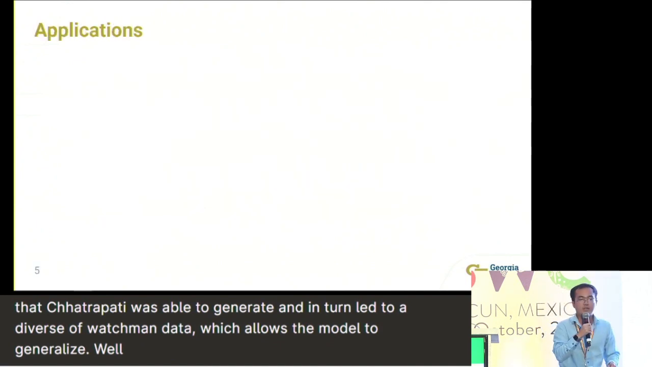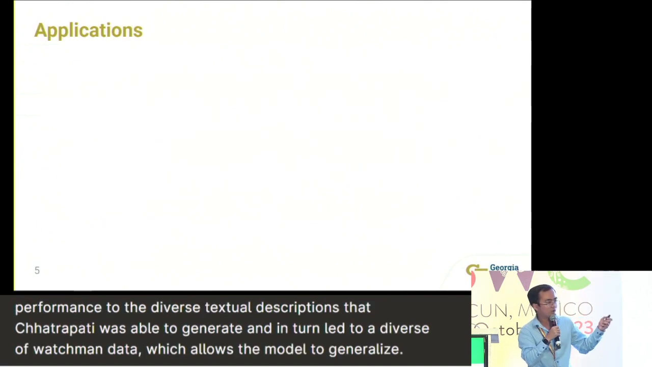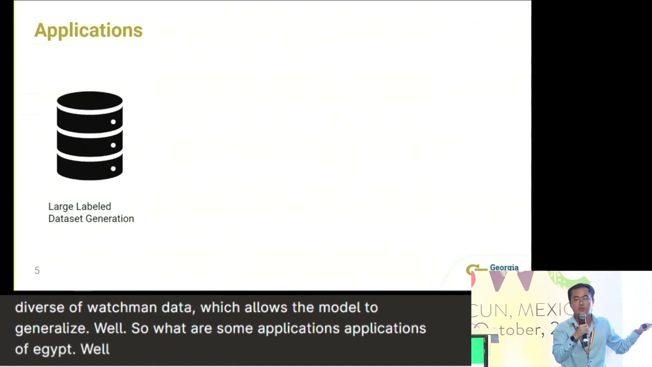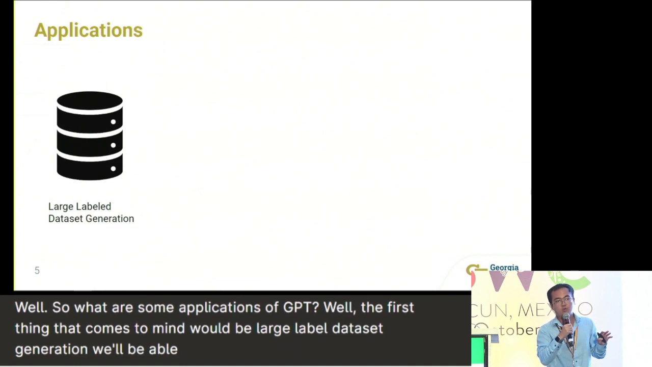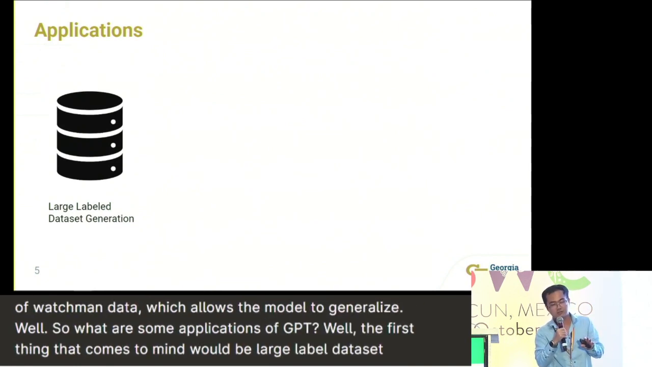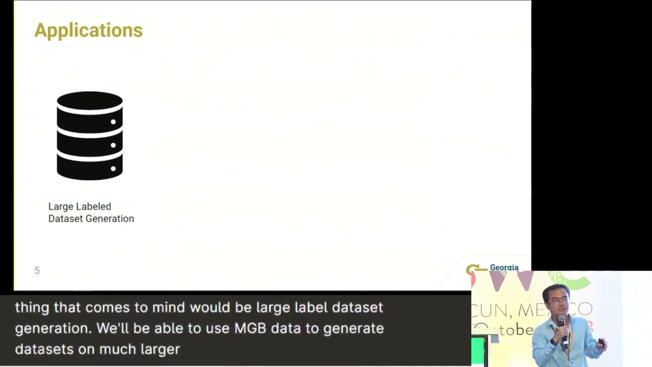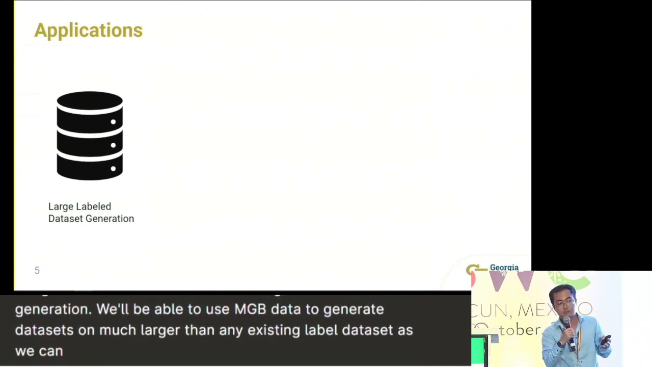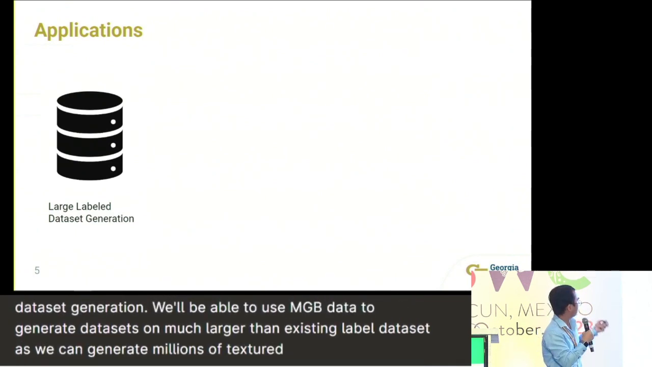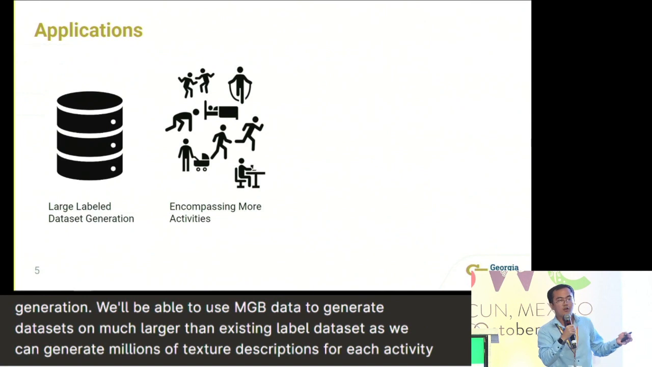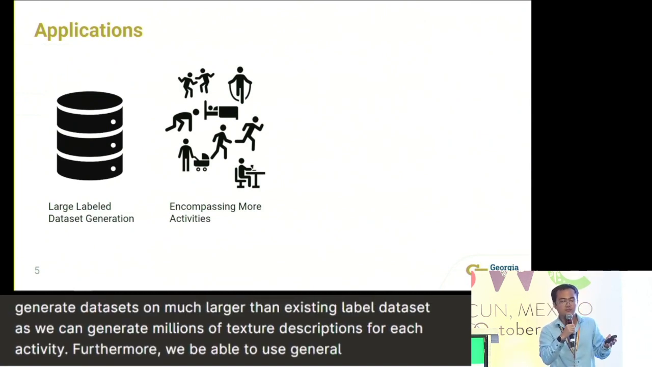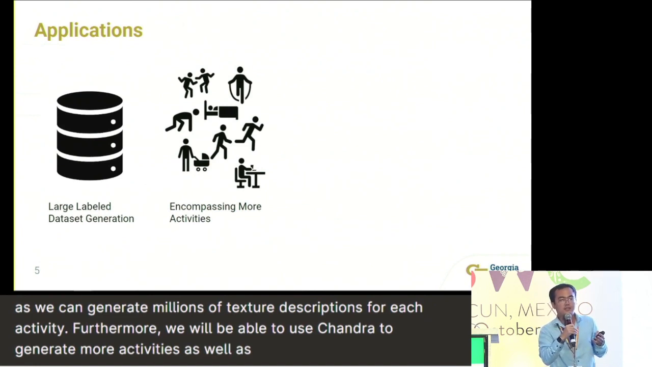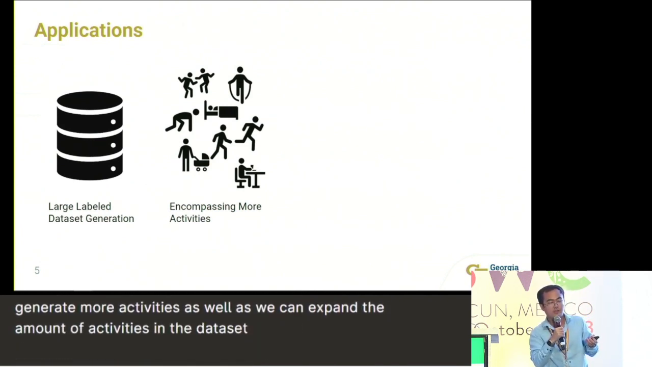So what are some applications of IMU GPT? Well, the first thing that comes to mind would be large labeled dataset generation. We'll be able to use IMU GPT to generate datasets that are much larger than any existing labeled dataset, as we can generate millions of textual descriptions for each activity. Furthermore, we can expand the number of activities in the dataset to hundreds of activities.